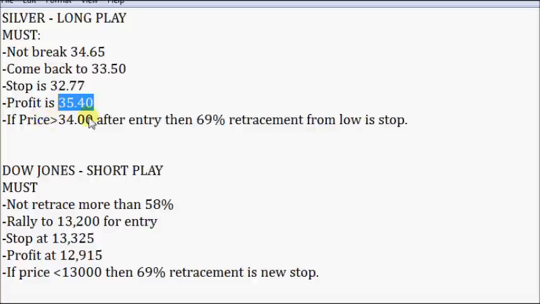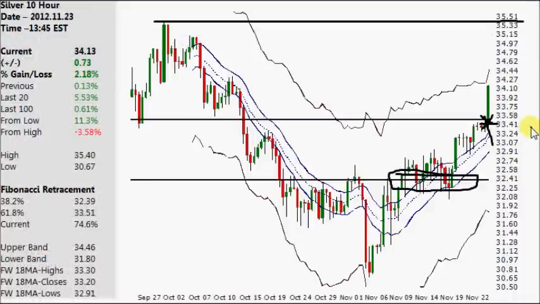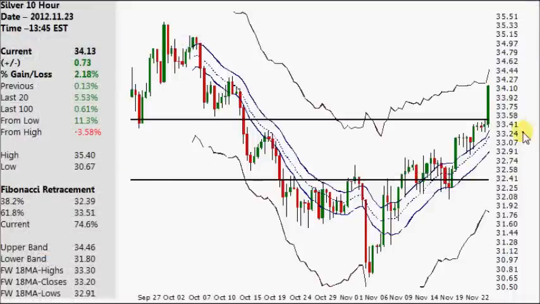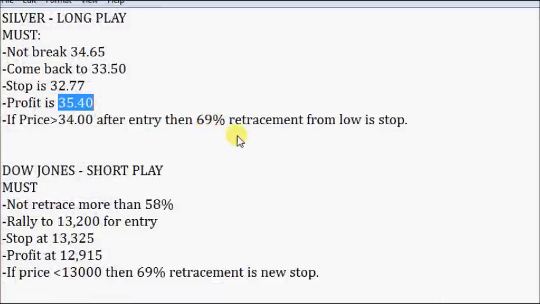And if the price gets past 34 after the entry, then a 69% retracement from the low would be the stop. So what I mean by that is, okay, let's just assume that it comes back to 33.50. There we go. And now you're back here. So now from whatever low you would establish to the high that you get, if it retraces back 69%, you'd be out. Now the reason why 69% is the number is because you would expect a 61.8%, so you want to make it a little bit more for that little piercing.